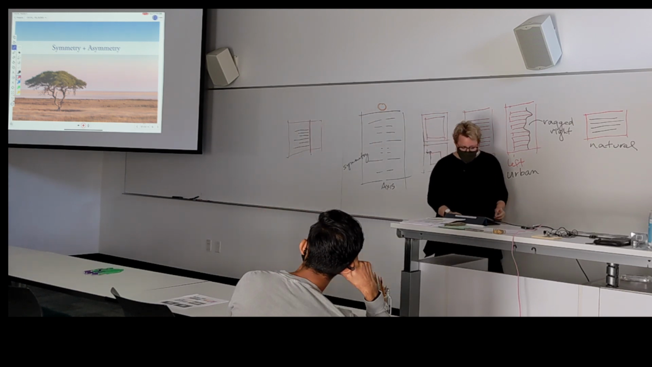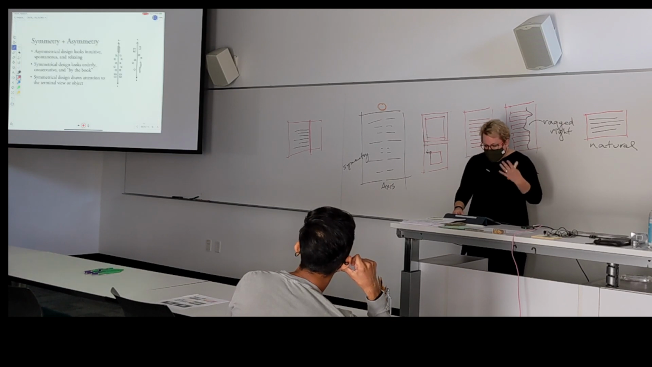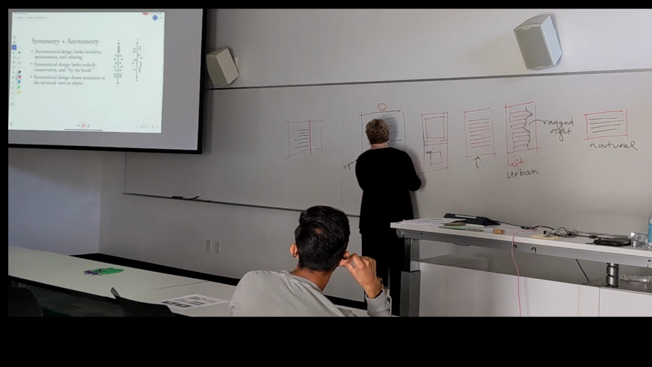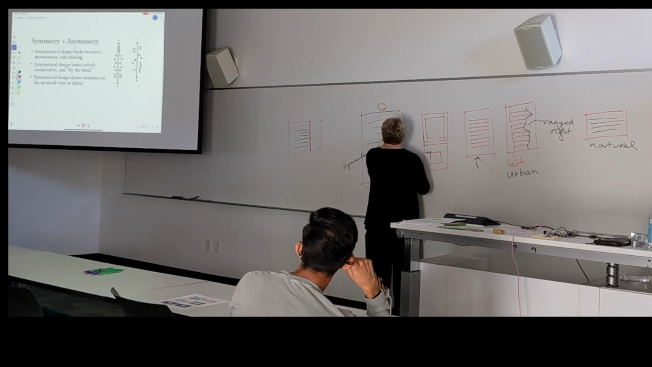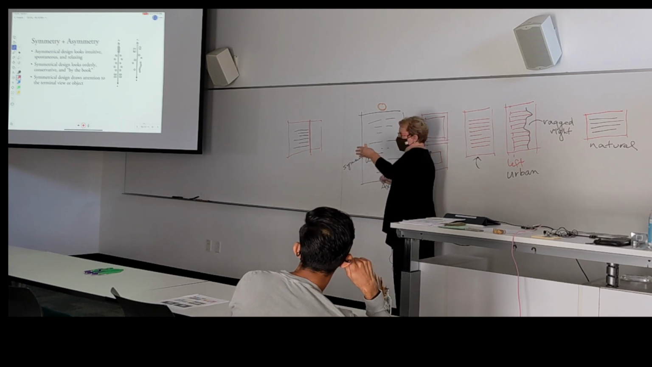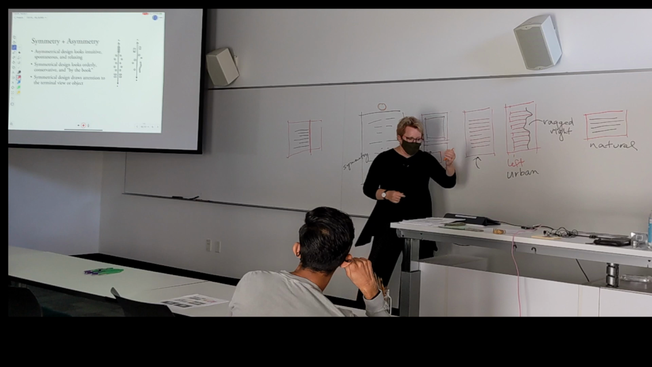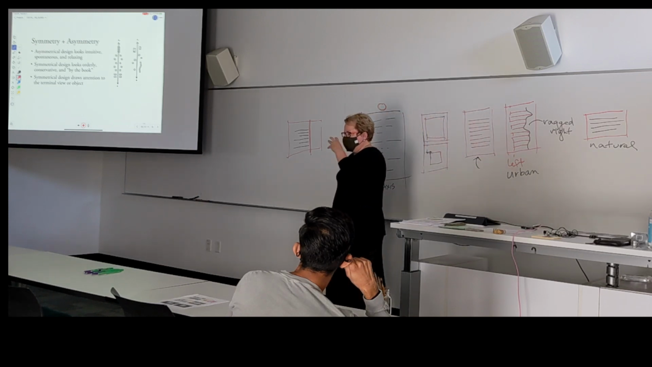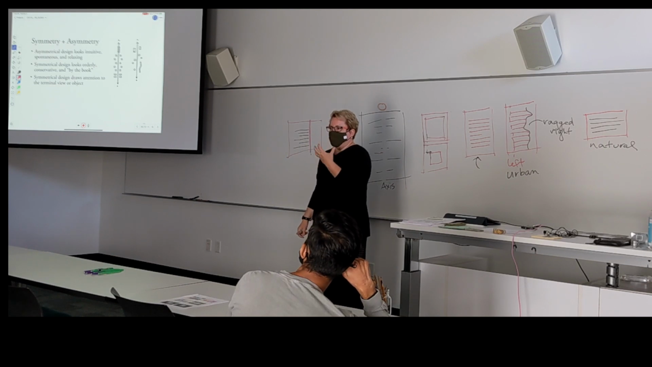Okay, so asymmetry is when things are not the same on either side of the line. Asymmetry is when we go out of our way to make things so they're not exactly the same. This again communicates a feeling about the thing that you're creating.